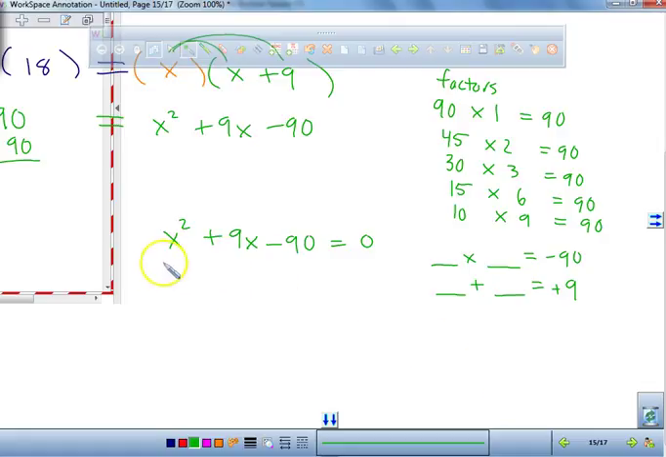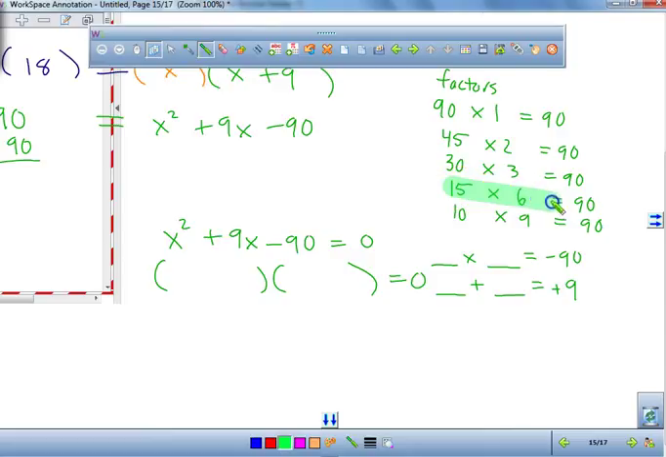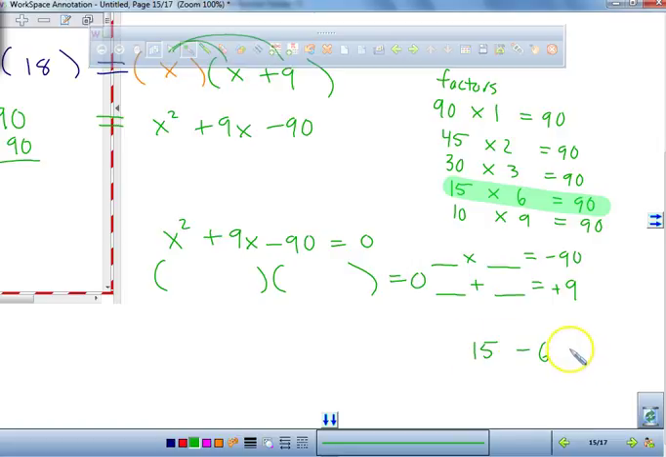Okay. So here's what you have to do. Can any of these numbers add up together to equal a positive 9? What's 15 minus 6? Yes. So if I say 15 times a -6 and 15 plus a -6, these are the two culprits, all right? Whenever you're trying to factor stuff, okay?